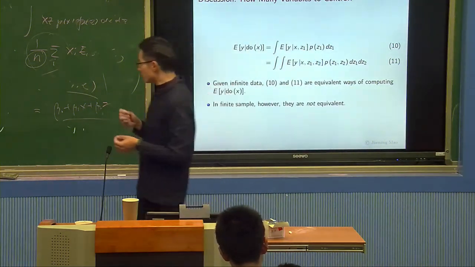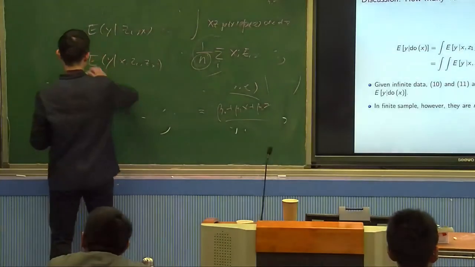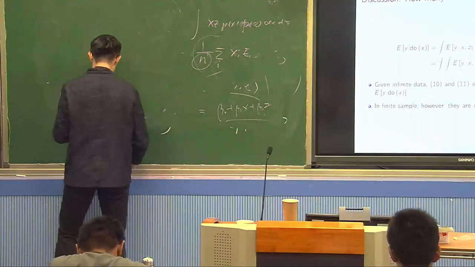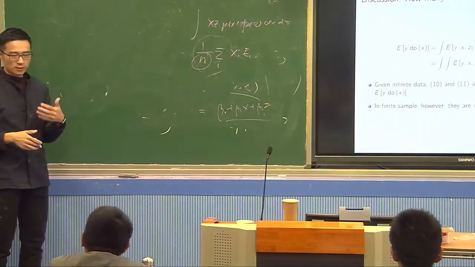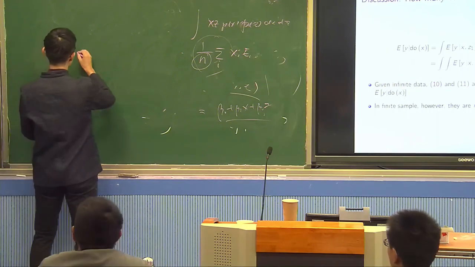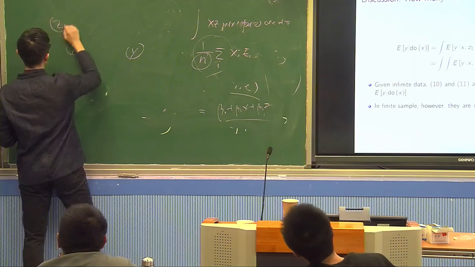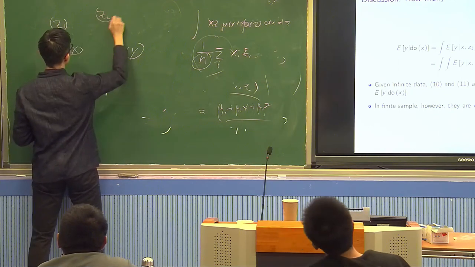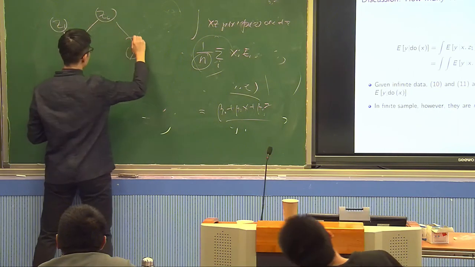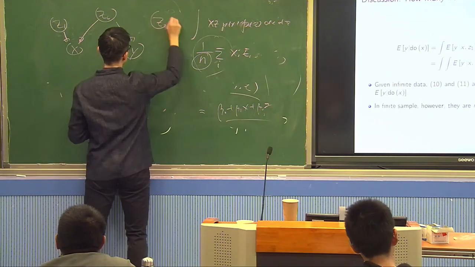The only thing that you need to be wary about or cautious about is that there are some variables you should never control for. Because if this is x and this is y, and there is a z1 that goes to x, z2 that goes to x and to y, and z3 that goes to y.